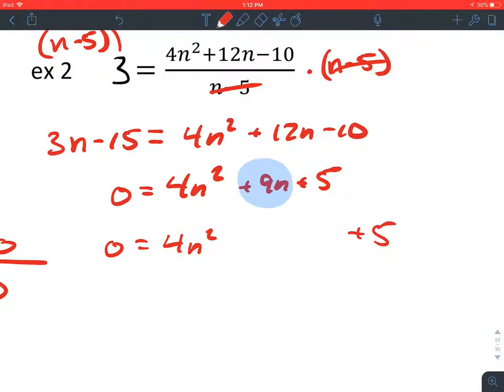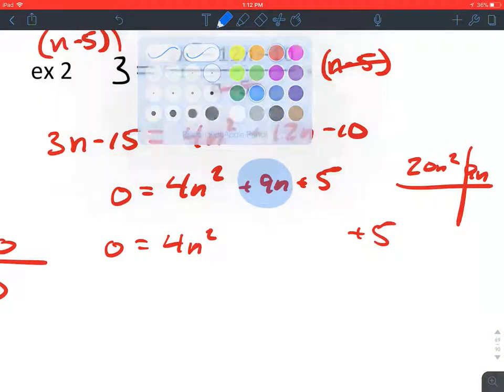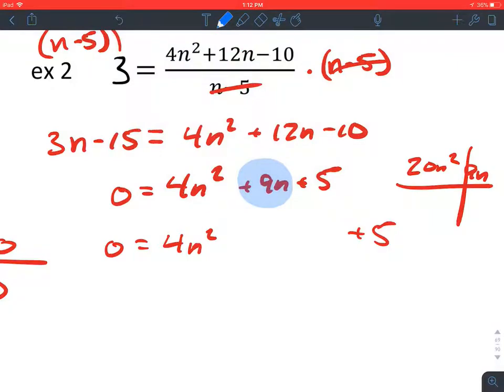I need two terms that multiply to get 20n squared. That's the product of the first and last term. And add to get 9n. That's the middle term. So numbers that work for that are 4n and 5n. 4n times 5n is 20n squared, and 4n plus 5n is 9n. So the middle term becomes those. Once you split the middle term, factor by grouping, making sure there's a plus sign between the two terms.